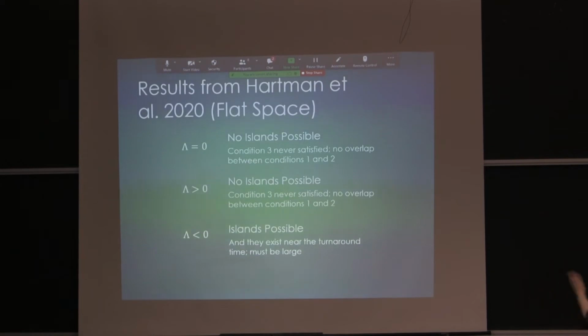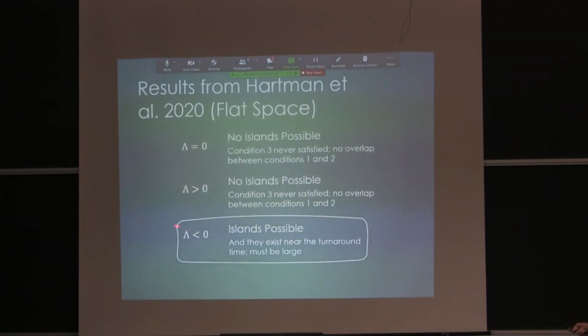And so I'll just show you the results from the flat space paper. The flat space paper found that islands are only possible in the case where the cosmological constant is negative. And they have to exist near the turnaround time. The turnaround time is where the universe starts recollapsing. And they also need to be large. So those are the results from the flat space paper.